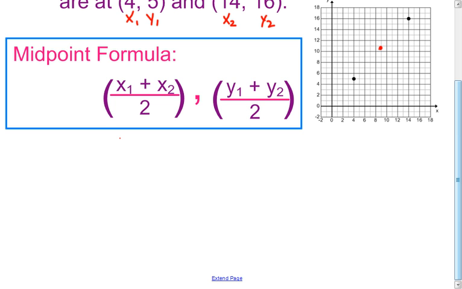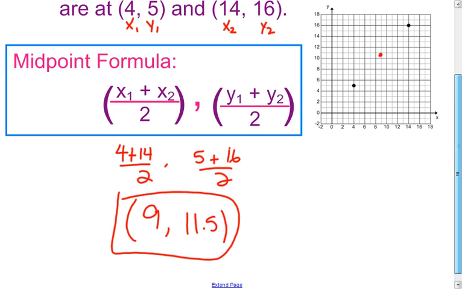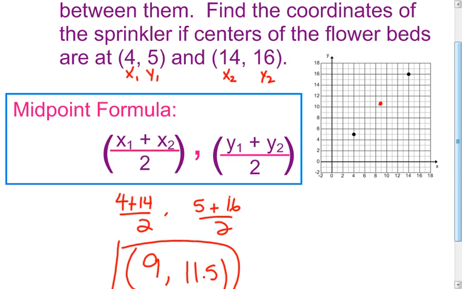So when I average my x's together, I will have (4 + 14)/2. And when I average my y's together, I will have (5 + 16)/2. Okay? And so then 14 plus 4 is 18, divided by 2 is 9. And 5 plus 16 is 21, divided by 2 would be 11.5. And if we look back at our graph, let's see if I estimated okay. 9 and 11.5, I did pretty good. It probably should be up just a little bit more, but that's about where it would be. Okay?